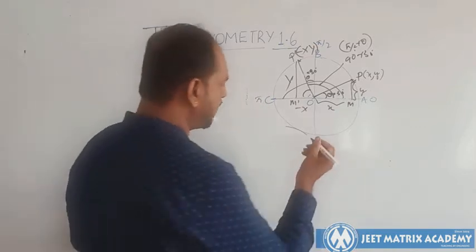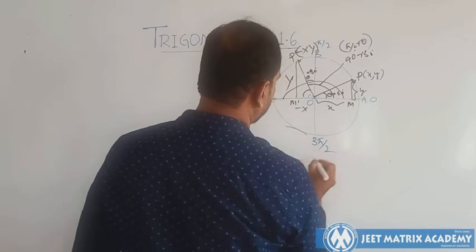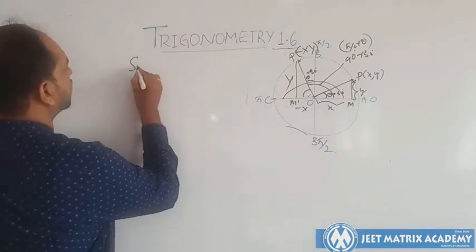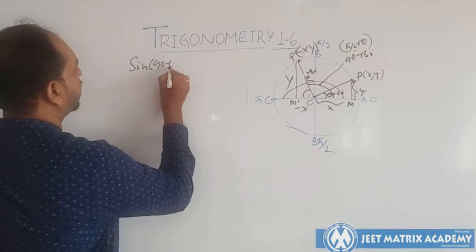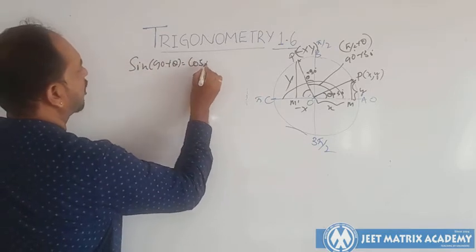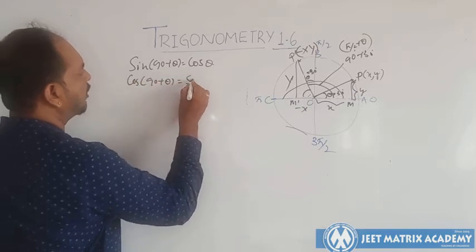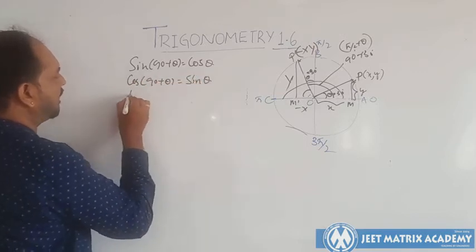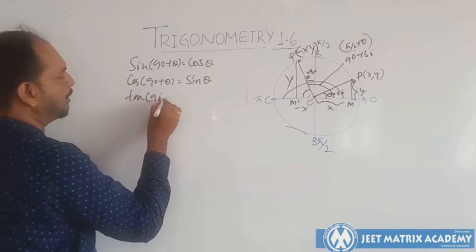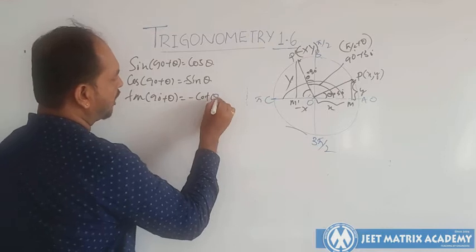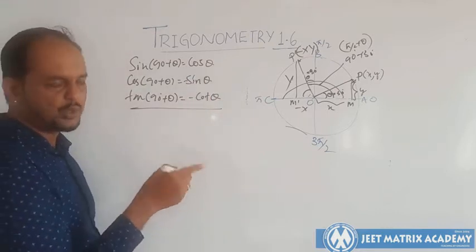First I will write a result. Okay, I mean to say sin(90 + θ) equals cos θ. cos(90 + θ) equals sin θ. Similarly, tan(90 + θ) equals minus cot θ. Okay, so the rest other two you have to remember.